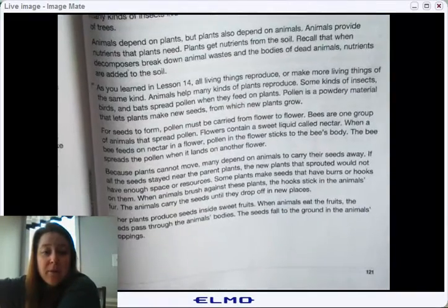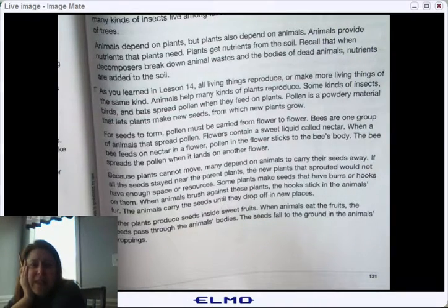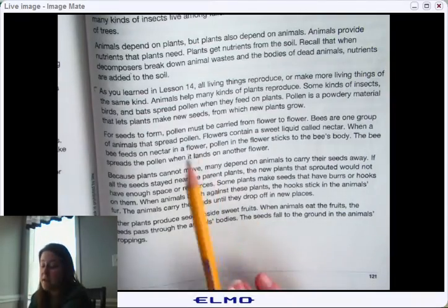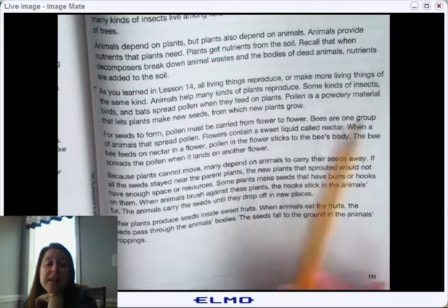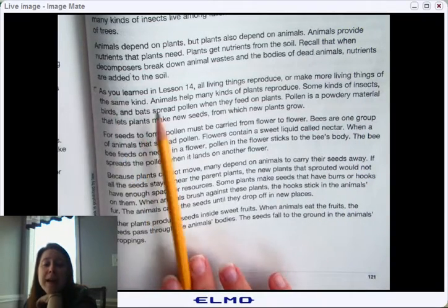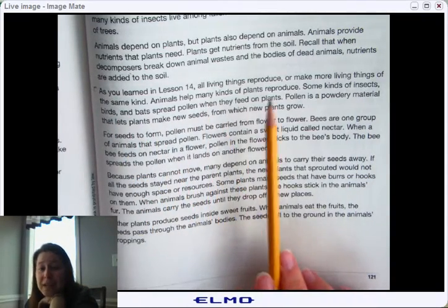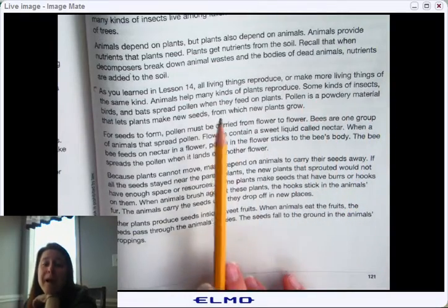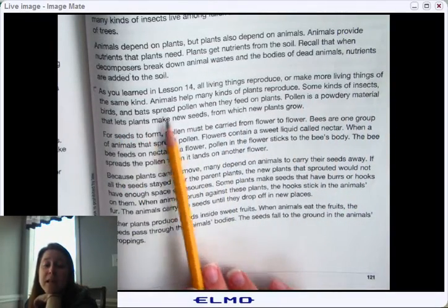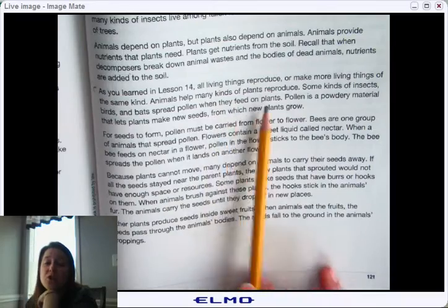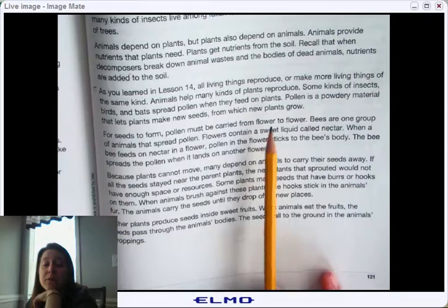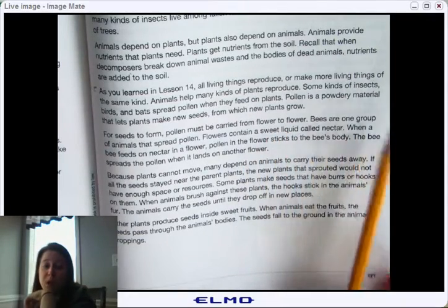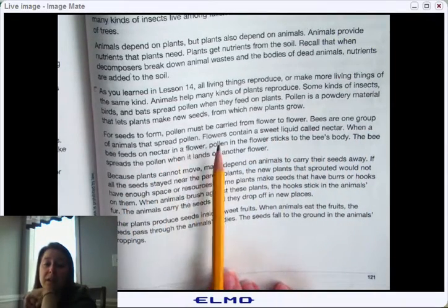As you learned in chapter 14, all living things reproduce, or make more living things of the same kind. Animals help many kinds of plants reproduce. Some kinds of insects, birds, and bats spread pollen when they feed on a plant. Pollen is a powdery material that lets plants make new seeds from which new plants grow. To form seeds, pollen must be carried from flower to flower. Bees are one group of animals that spread pollen.